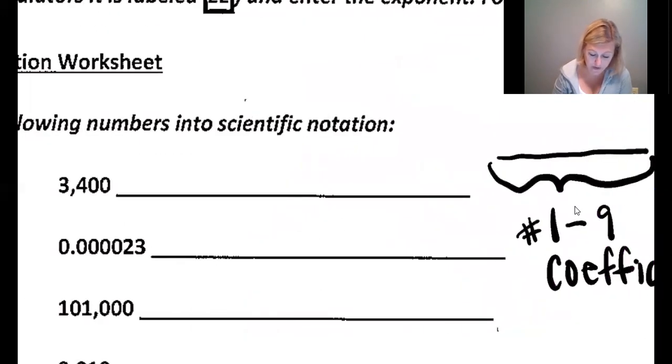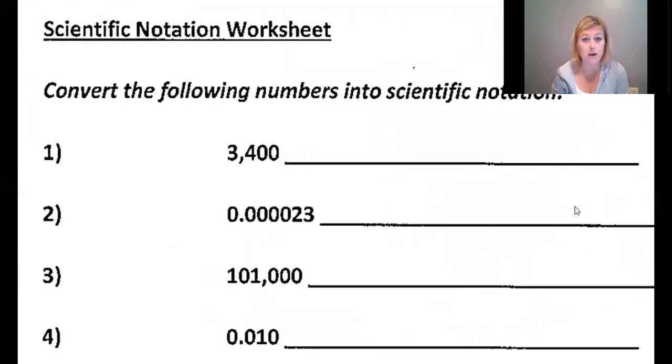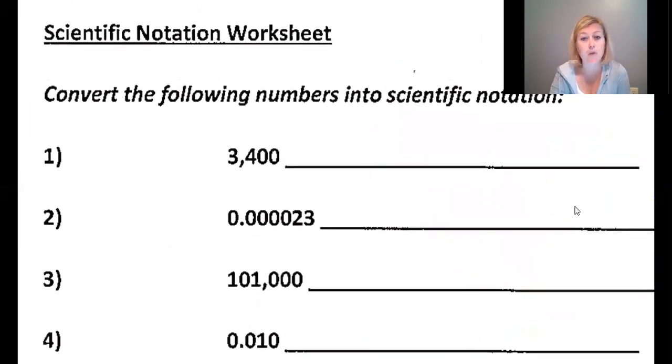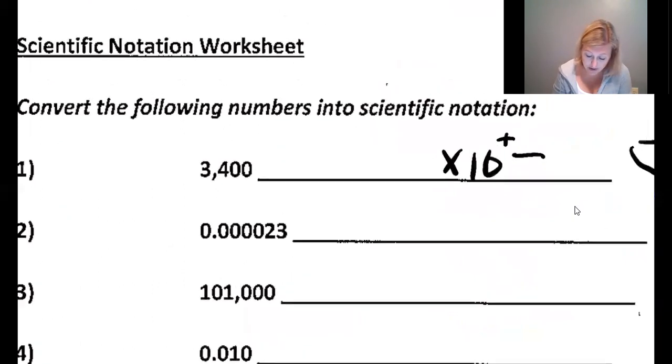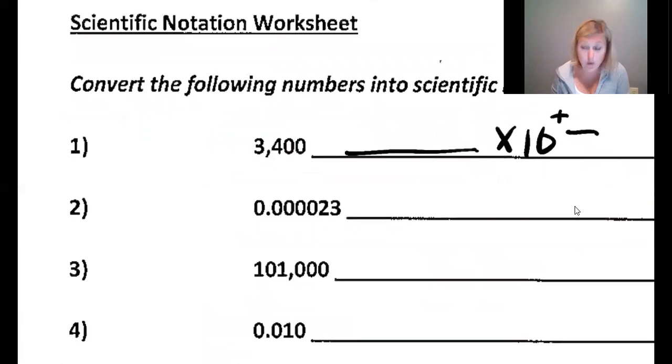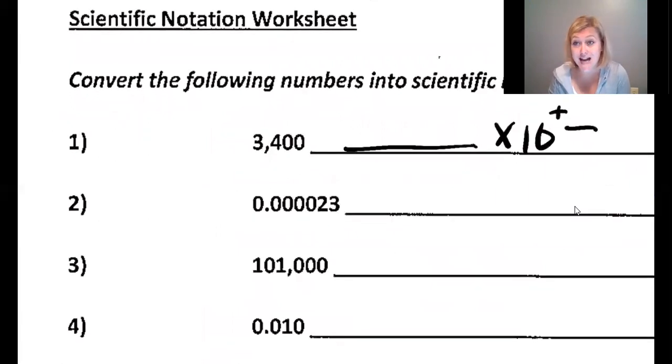We'll get going here. So our first problem, problem 1, is 3,400, which is a big number. It's not a decimal number. Okay, so if it's a big number, that means I'm going to have times 10 to a positive exponent. Now, remember this number out in the front needs to be between 1 and 9.